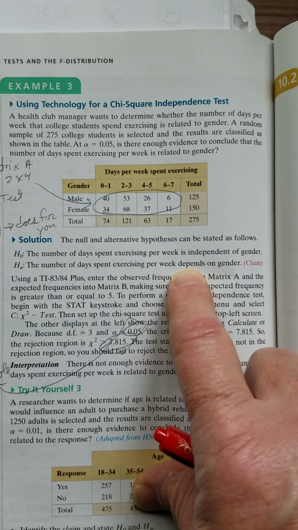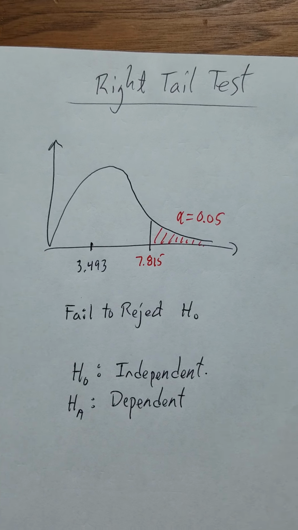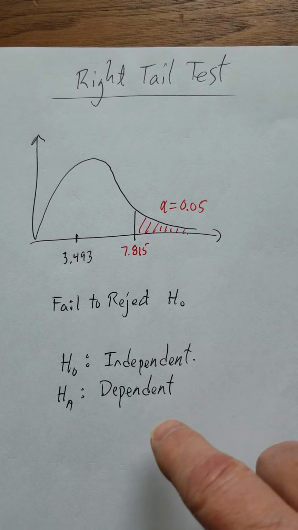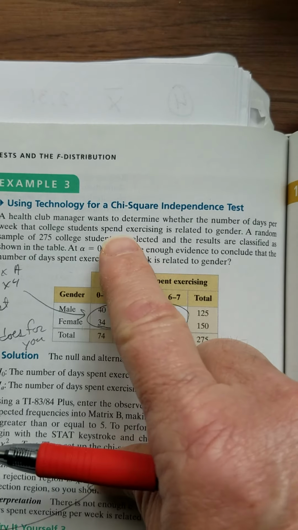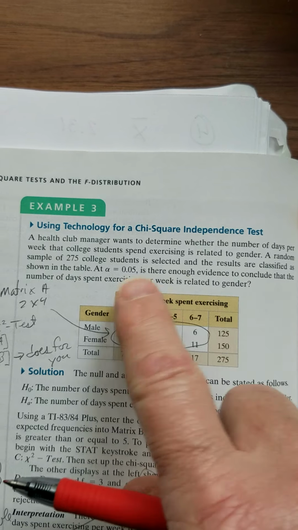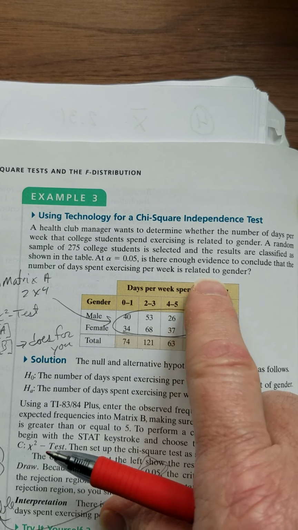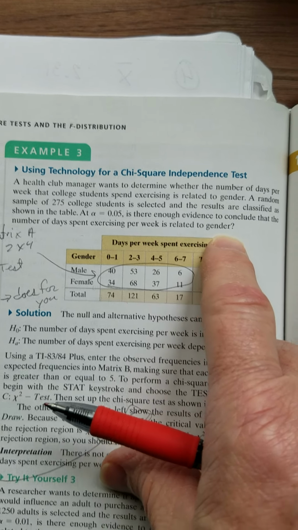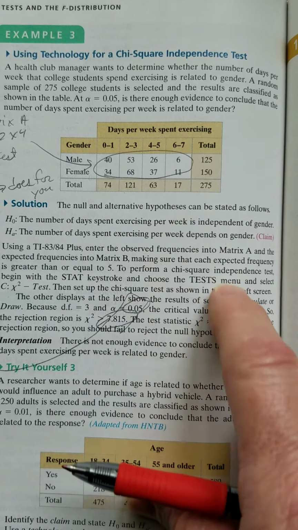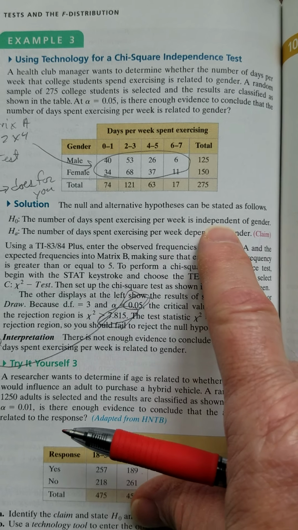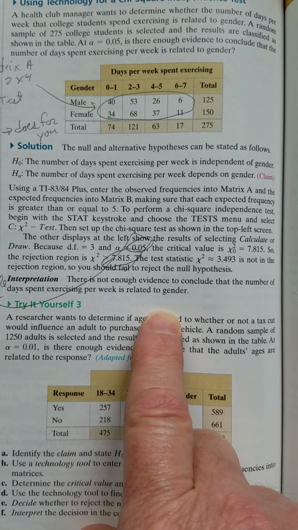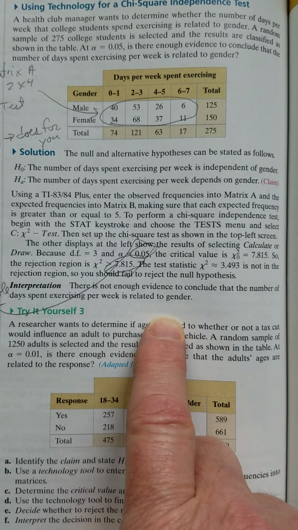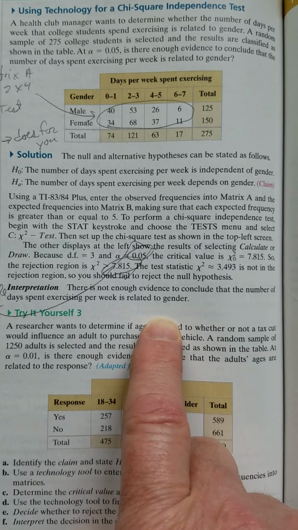So we found that we're going to fail to reject, so we're going with this: that they're independent. And here's what they asked: is there enough evidence to conclude that the number of days spent exercising is related, is dependent? Well, no, we decided they're independent. So the interpretation is there is not enough evidence to conclude that the number of days spent exercising per week is related to gender.